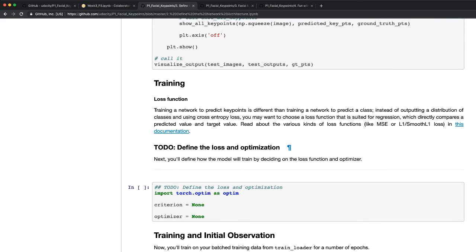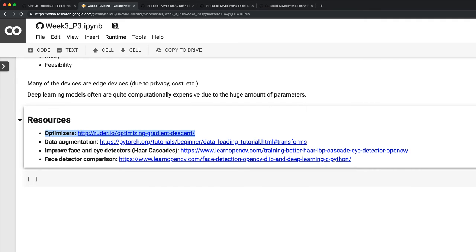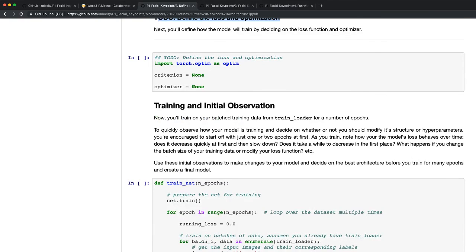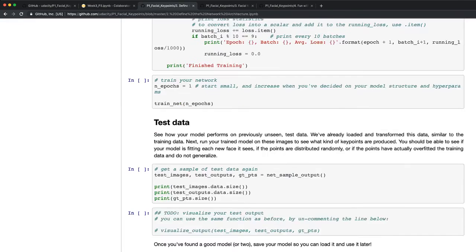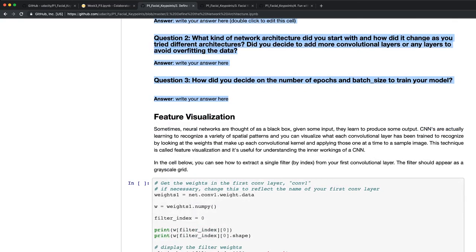Here, to define the loss and optimization, you can look at the Sebastian Ruder post I added here at the end, this one. And you just start training and testing. These are questions you have to answer, and these are usually part of the rubric as well, so you have to answer these to pass the project.